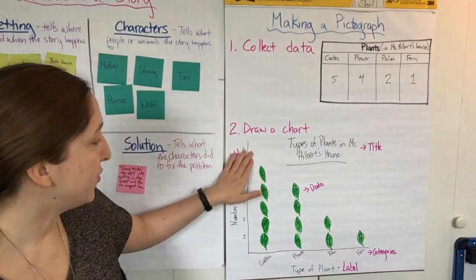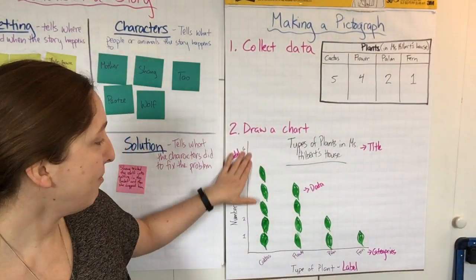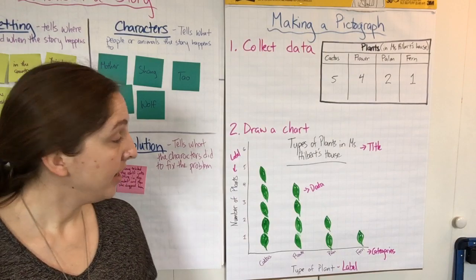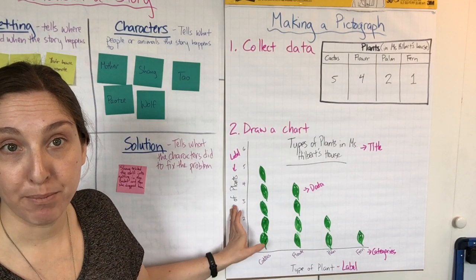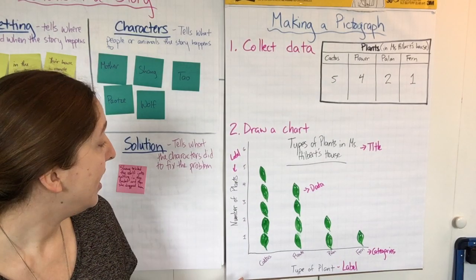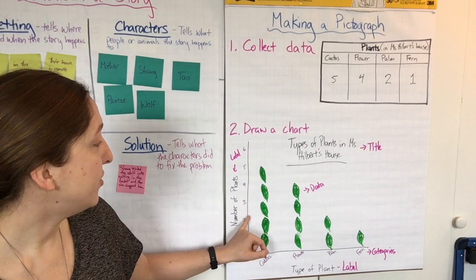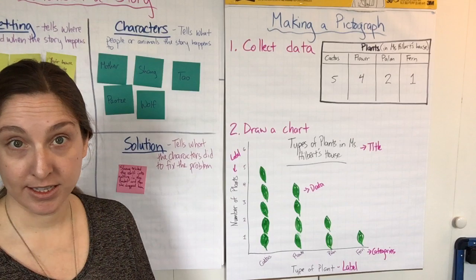Here, I drew some lines, one going up and one going over. The line going up shows how many plants. So I wrote number of plants. That's a label here. And then I put some numbers on here. 1, 2, 3, 4, 5, 6.